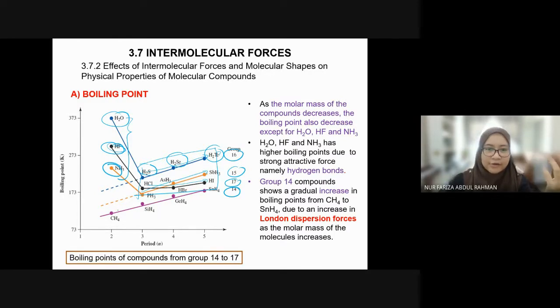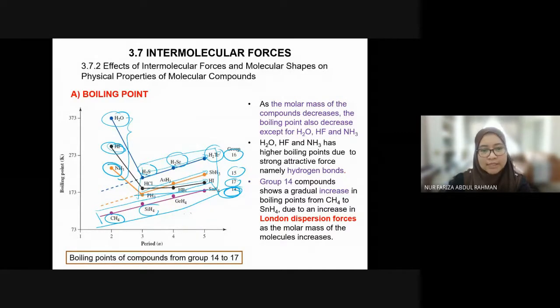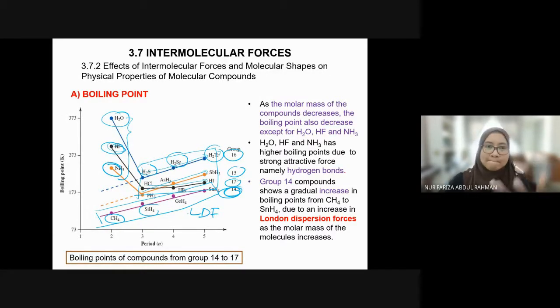Okay, this group 14, cuba tengok group 14. For your information, all group 14 are non-polar. Remember CH4? CH4 is non-polar. Same goes to SiH4, GeH4. They are all non-polar, so the only force available will be London dispersion forces. Tapi kenapa boiling point tak sama? Again, due to differences in molar masses. As we go down, the molar mass increases. Therefore, London dispersion forces will be stronger for higher molar mass. So itu yang saya dah conclude dekat sini.